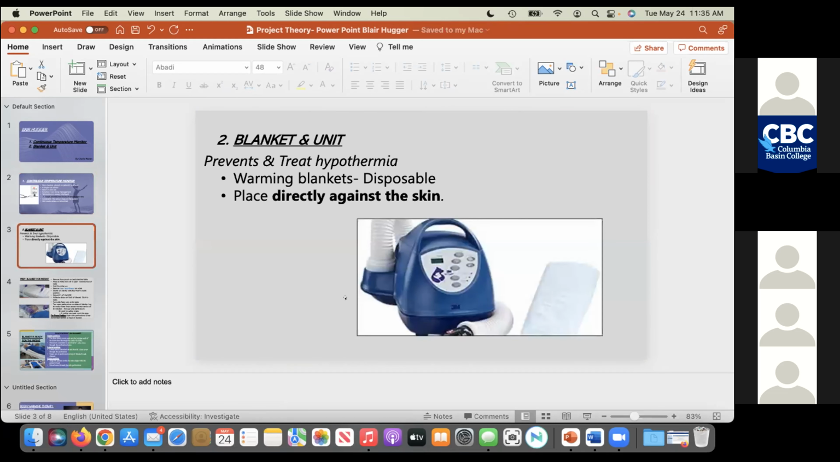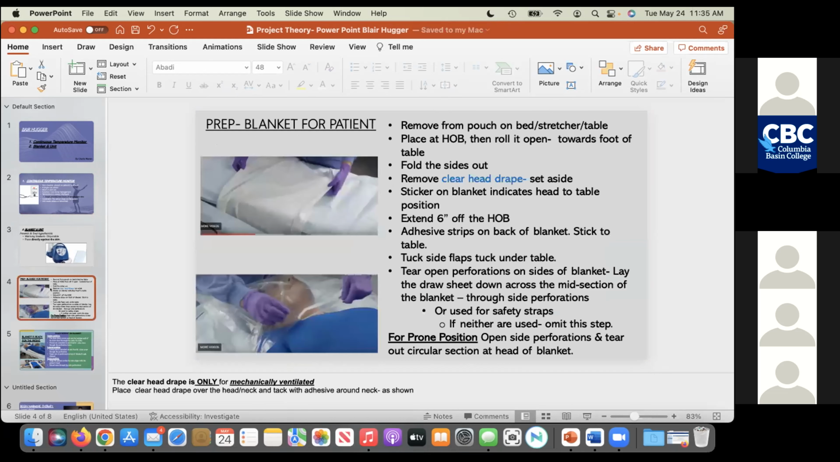Then we go to the blanket and the unit portion. This is to prevent and treat hypothermia. The warming blanket is disposable and it's used directly on the patient's skin. To prep for your patient, it's in a pouch. You undo the pouch and place it up towards the head of the bed and roll out the blanket. On the sides, they fold out, and there's a fold under the sides that tuck under the table or the stretcher to secure it.